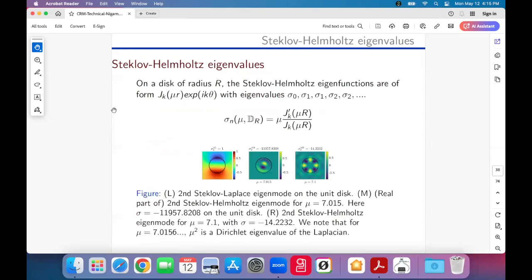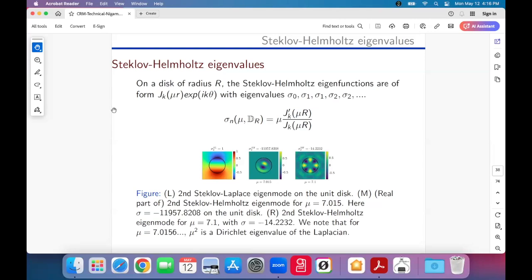So here's a concrete example. If I'm on a disk and the radius is r, then the eigenfunctions have the form Bessel function times e to the ik theta. And the eigenvalues are the ratios of derivatives of the Bessel function by the Bessel function at mu times r. Now, the enumeration here is weird. The k's and n's are not the same, but that's fine. The thing to worry about is what happens if the denominator vanishes. The denominator will vanish precisely when you hit a Dirichlet eigenvalue with mu squared.